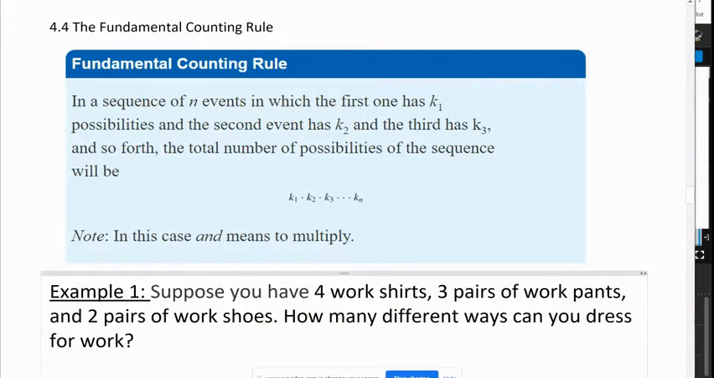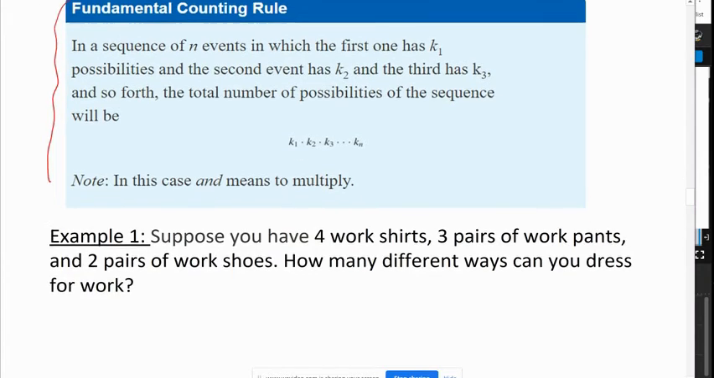So now we'll go ahead and work on lesson 4.4, which is on the fundamental counting rule, which is also known as the fundamental counting principle. And so that basically says that if you have events that occur in many different ways, then the total number of possibilities is the product of all of the ways that those events occur. You can read this, but it's probably going to make more sense if I just do it as an example.